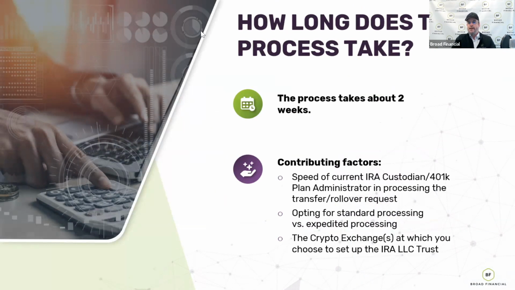There's also an extra factor here. You see in the second bullet, the speed of the current IRA custodian is a contributor in the process of the transfer or rollover. Opting for standard processing, we have an option to expedite. We don't charge extra for expediting, but when you pay in full, we expedite. And then there are different exchanges that you can set this up at.